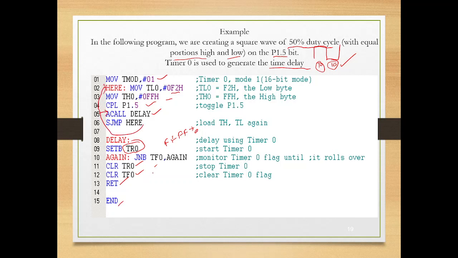So this is the logic where we are producing high and low continuously. The delay is mainly used so that the data sent to the port stays until the delay is completed. So in this way, this is one example of how the timer is programmed.